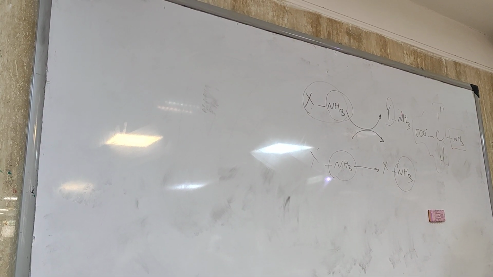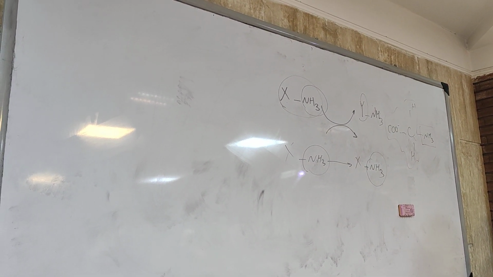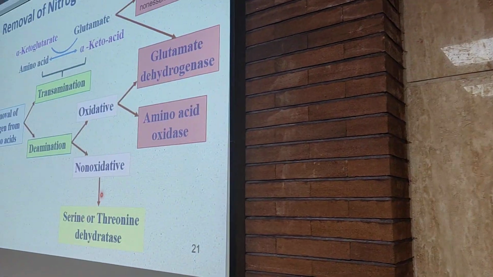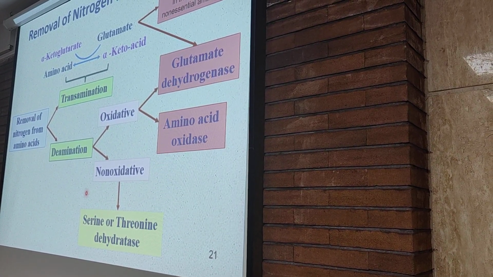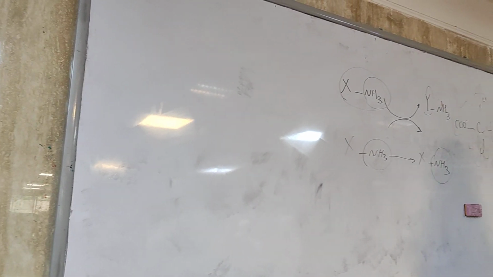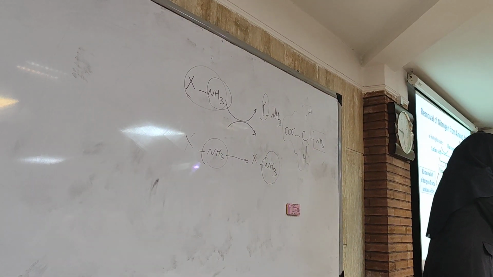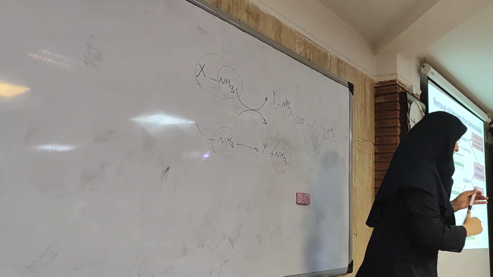Another way of removal of nitrogen is deamination, which may occur in an oxidative or non-oxidative form. For example, for non-oxidative, we have serine and threonine. You know, we have 20 amino acids naturally occurring in protein. The first step of catabolism is the removal of the nitrogen. It depends on the kind of amino acid; they undergo different reactions.